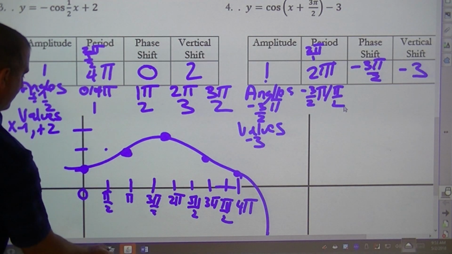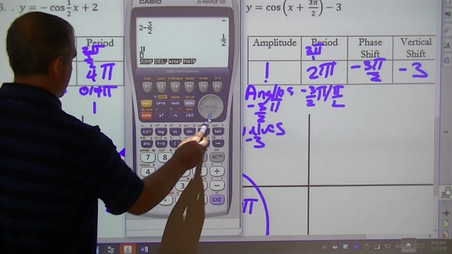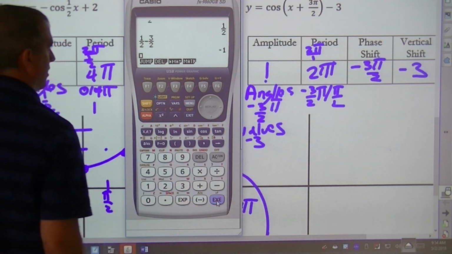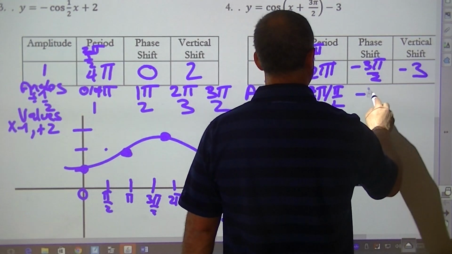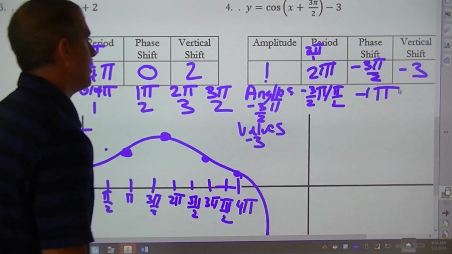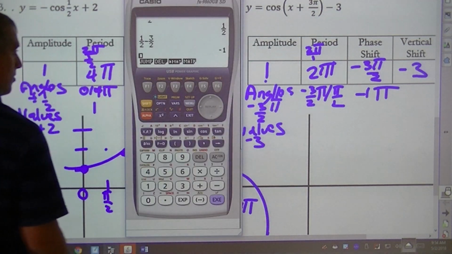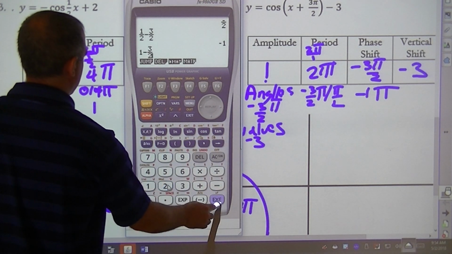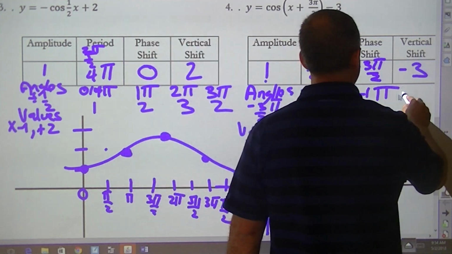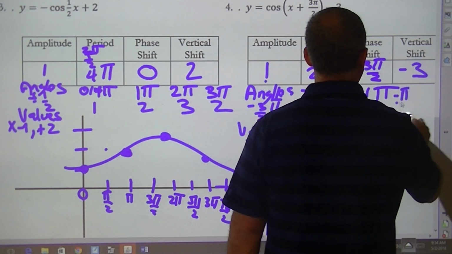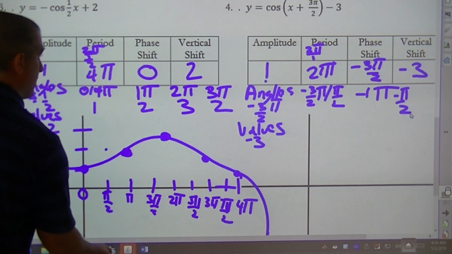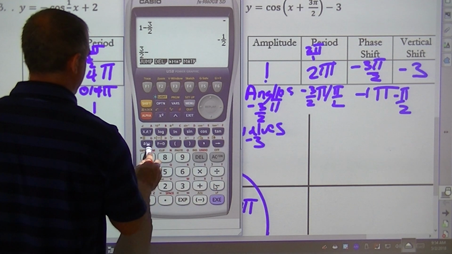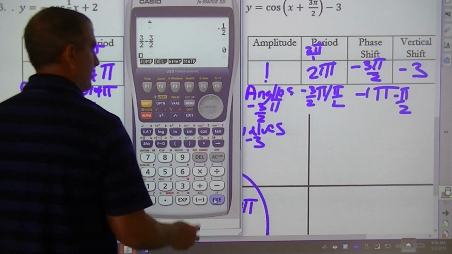Then I go pi over 1/2 minus 3 halves, and that's negative 1 pi. Okay? And then I go 1 minus 3 halves, which is negative 1/2 pi. Okay, and then I go 3 halves minus 3 halves to get 0.